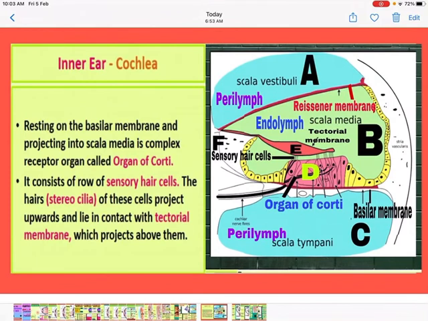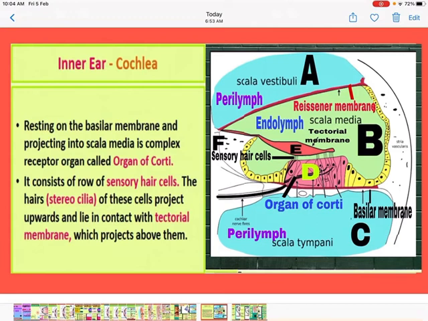Next, the special structure of the cochlea. See the diagram. On the basilar membrane towards the scala media, there is labeling D. It is the organ of Corti and it is shown with pink color. The organ of Corti has sensory hair cells which are in contact with the tectorial membrane. Labeling E shown with red color is the tectorial membrane and F are sensory hair cells and both are in contact with each other.